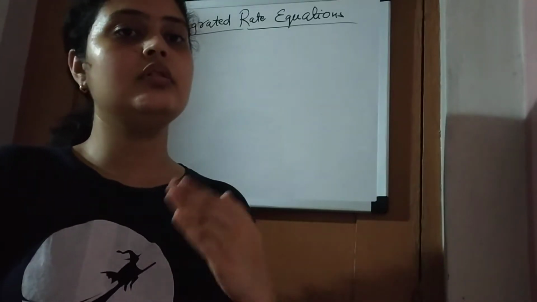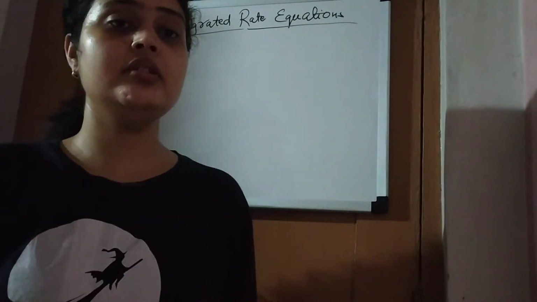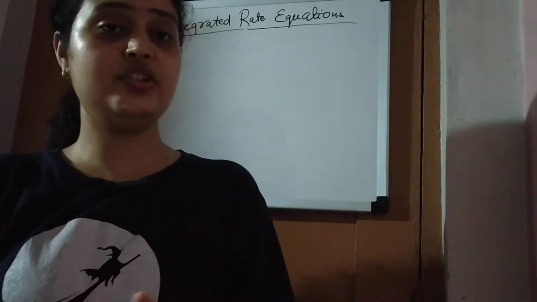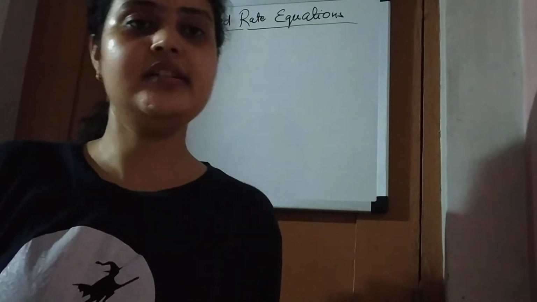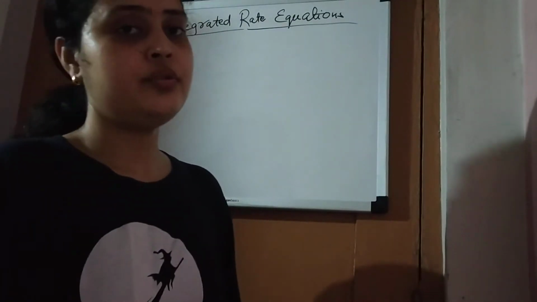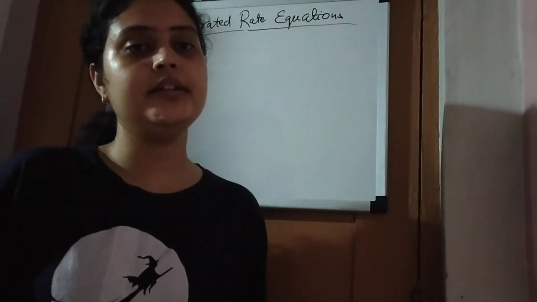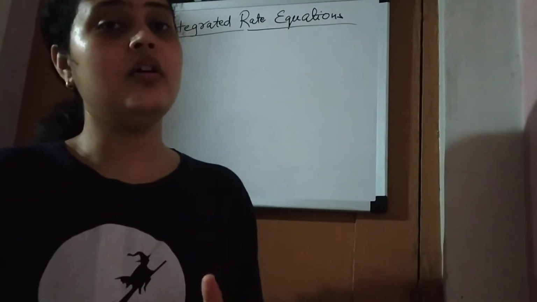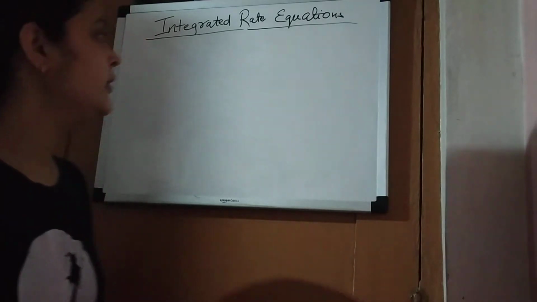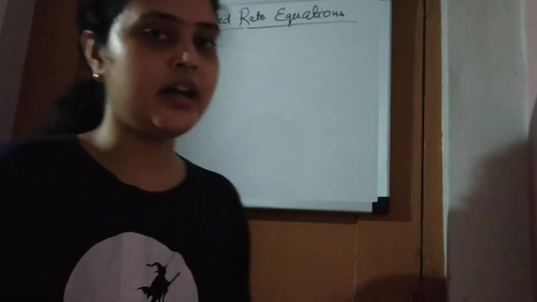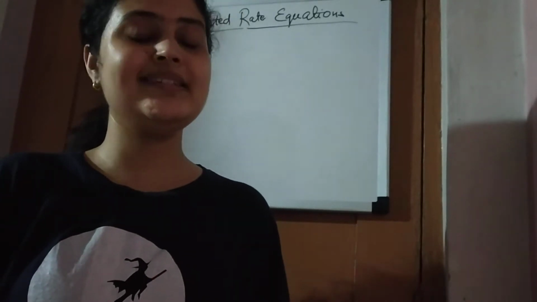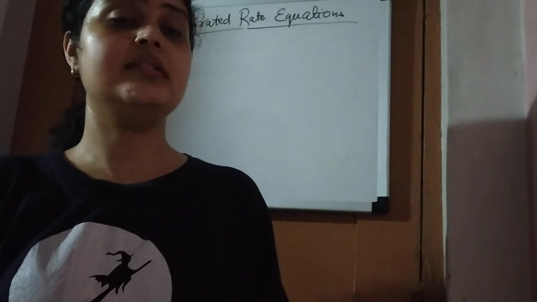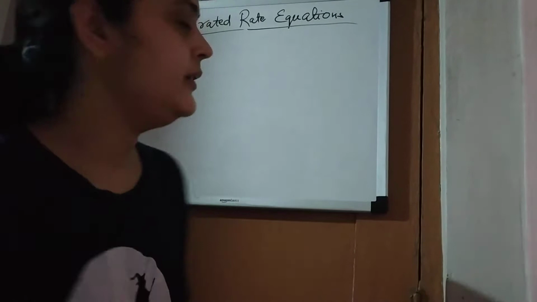Now to find the integrated rate law equation, we just integrate the differential form of the rate law equation. And the differential form of the rate law equation we have already studied in the previous video. So now we'll study the integrated rate law equation of zero order reaction. A zero order reaction is one in which the order of the whole reaction is zero, that is, it is independent of the concentration of the reactant.